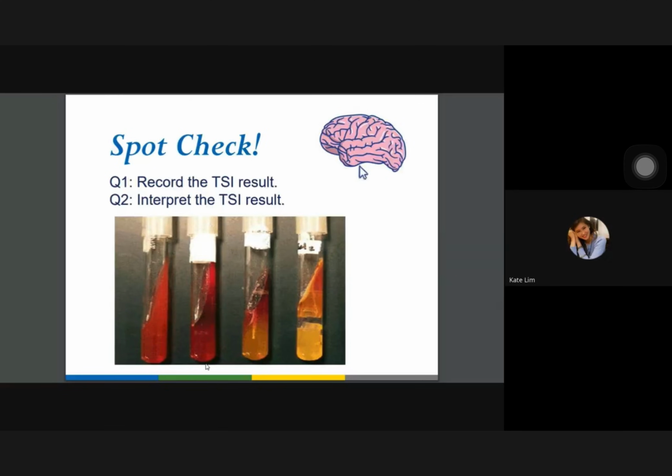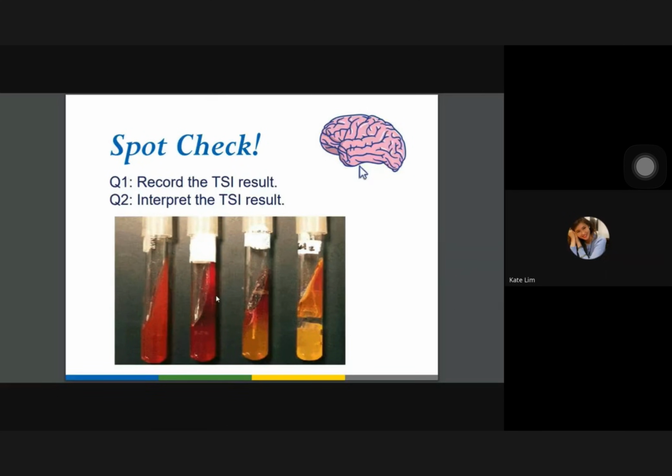So let's start with the second tube. Since this is TSI, let's check first the slant. What is the color of the slant? That would be red. How about the color of the butt? That would be still red. So if it's red over red, what would be our result? That would be K over K, meaning alkaline over alkaline. If it's alkaline over alkaline, that only means that no carbohydrates are being fermented.